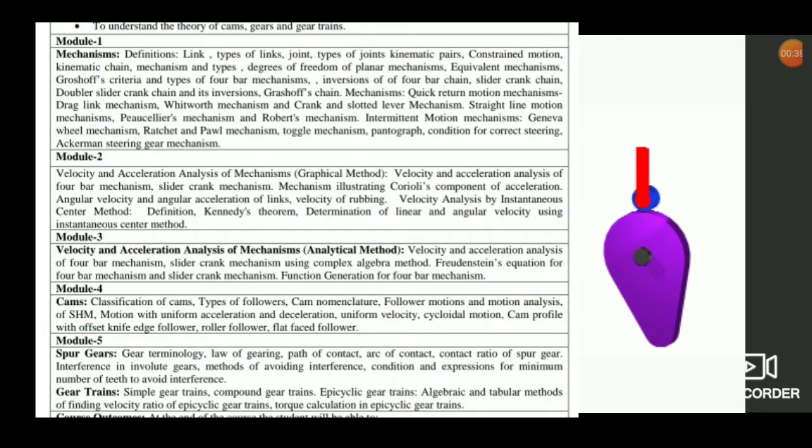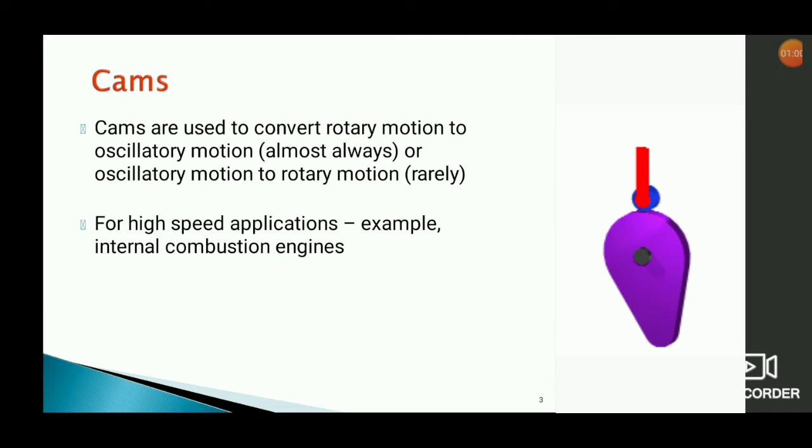The fourth module is all about sums again. One sum will carry 20 marks. So for more understanding of the problem, we require to know the theories. Theory is the basic concepts regarding cams. So we'll move on. This is cams. We'll see what a cam is.